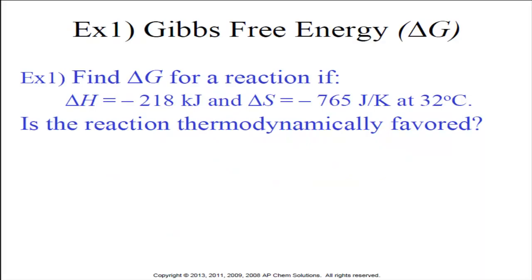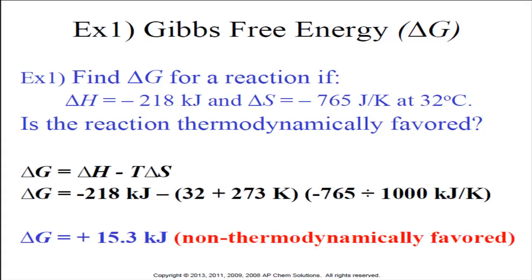So in this example, we want to find delta G for this reaction if we know delta H and delta S at 32 degrees Celsius. So here we're going to have an exothermic reaction where the entropy decreases. So when we plug all of our numbers in, don't forget to change your temperature to Kelvin as we did here. Change your joules to kilojoules. So we get a positive delta G value, which is a non-thermodynamically favored process.